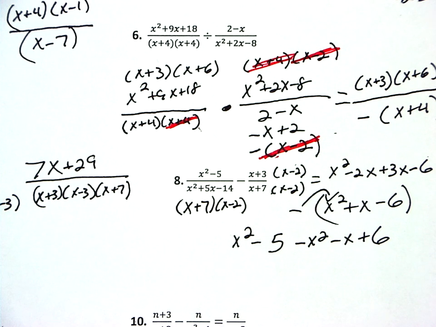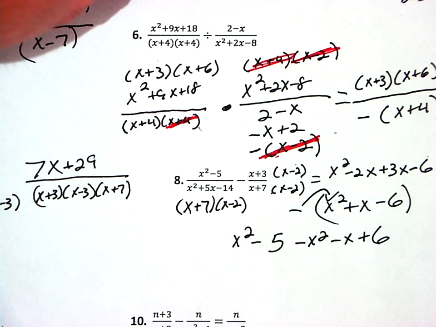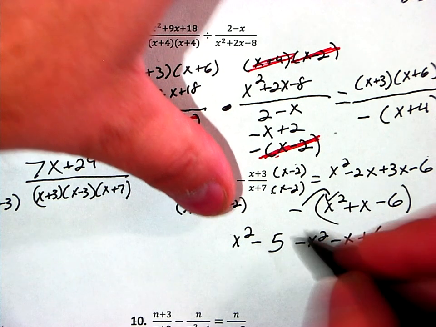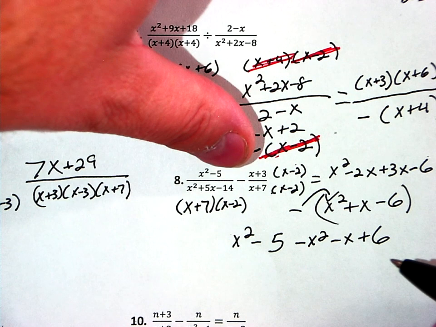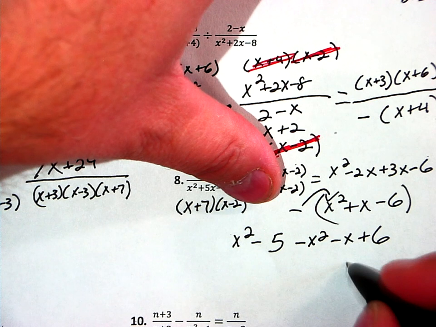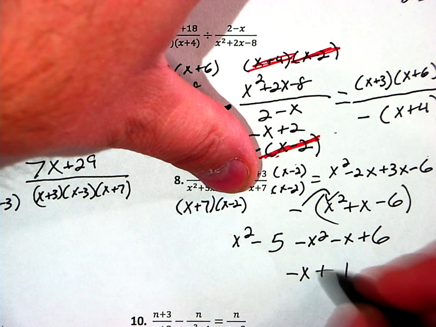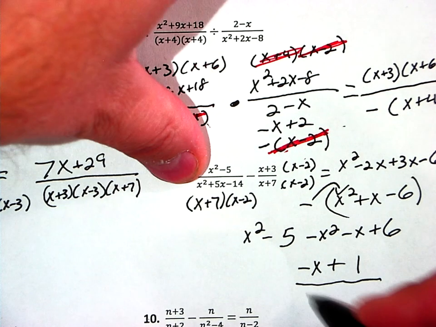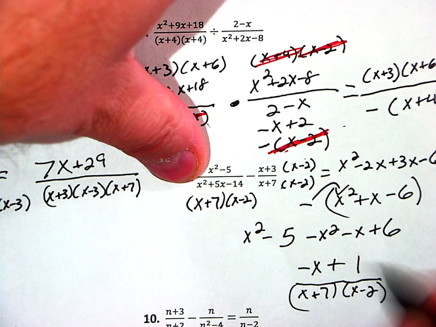And now we are going to combine like terms. It's a subtraction problem, so that's right. So now what's x squared minus x squared? Okay. What is negative 5 plus 6? And the negative x is just there, right? And what was my denominator? You are correct.